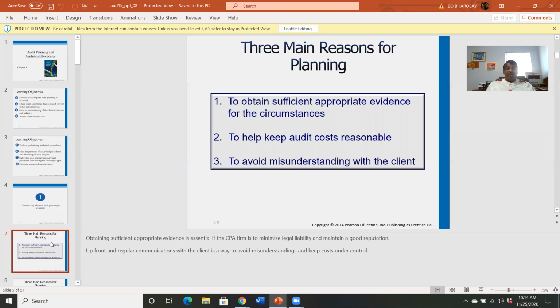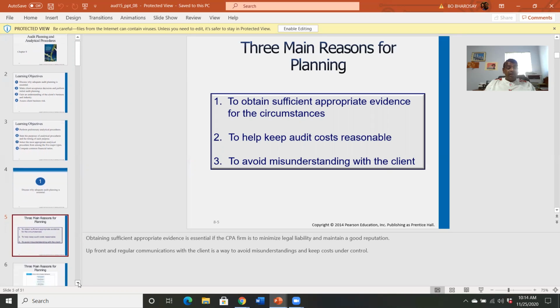So planning is important to keep the audit costs down. It's important to avoid misunderstanding. Because if you go to the client office and they're not prepared and you waste your day, you're going to be upset. So you want to make sure that they are prepared on day one, that they have the information that is needed for you, that the staff will be available to answer your questions, and so forth.